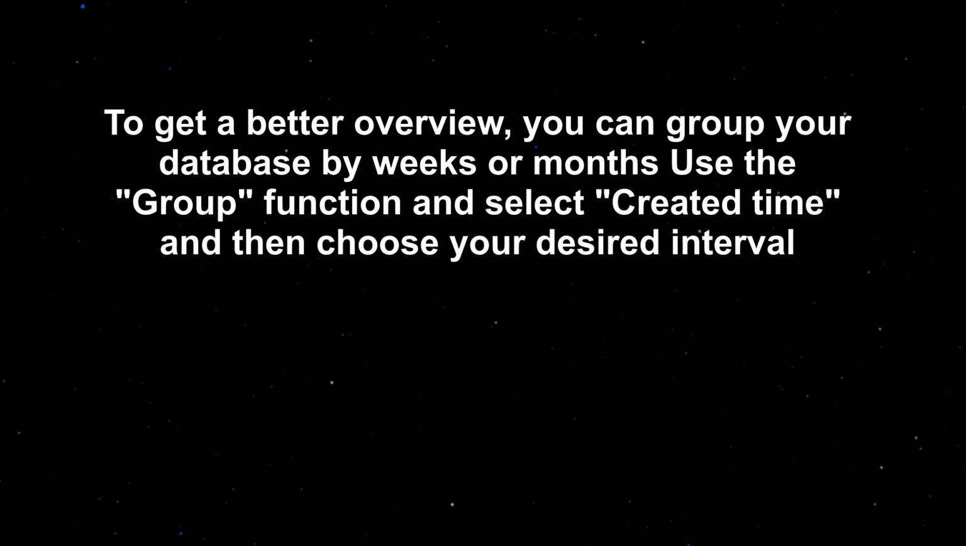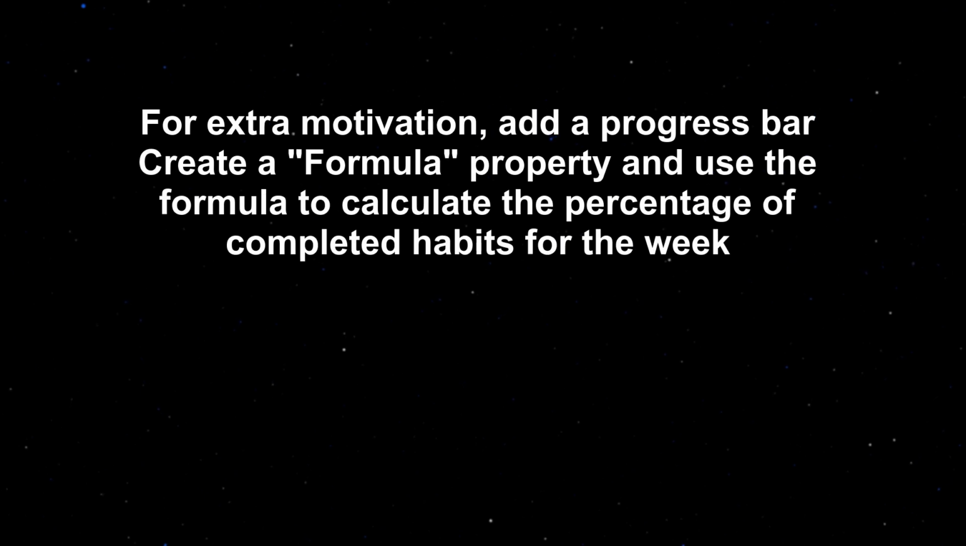To get a better overview, you can group your database by weeks or months. Use the group function and select created time, and then choose your desired interval. For extra motivation, add a progress bar. Create a formula property and use the formula to calculate the percentage of completed habits for the week.